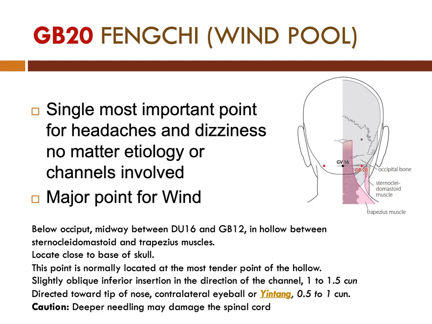Needling is done slightly obliquely inferior in the direction of the channel, 1 to 1.5 tune. We can also do this with needling directed toward the tip of the nose, contralateral to the eyeball, or yintang, 0.5 to 1 tune. Caution is also observed here as deeper needling may damage the spinal cord.